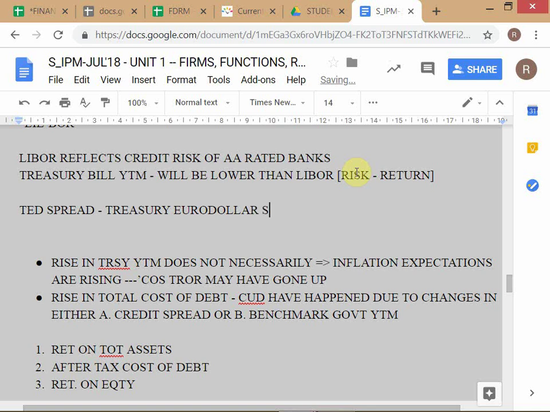Treasury Euro dollar spread. This is what the TED spread stands for, let me write it here. The TED stands for Treasury Euro dollar. Now what is this Euro dollar?